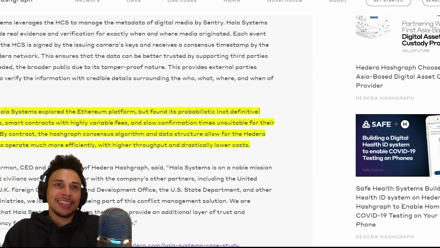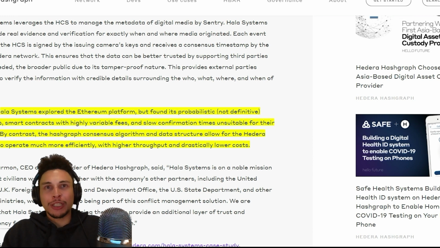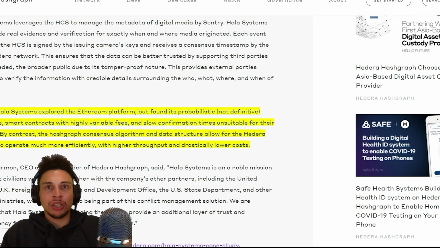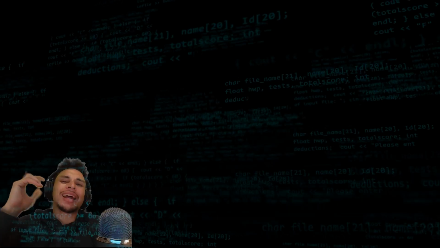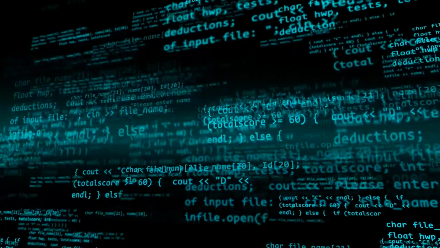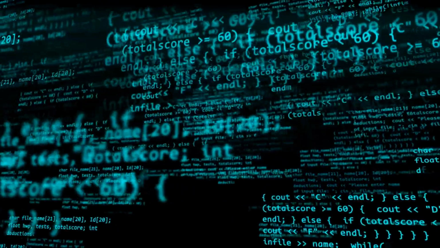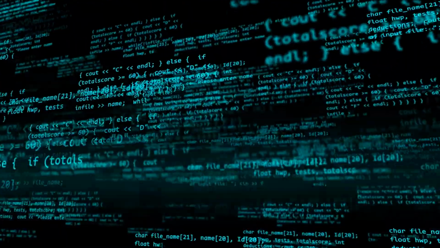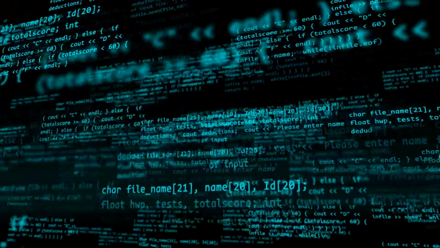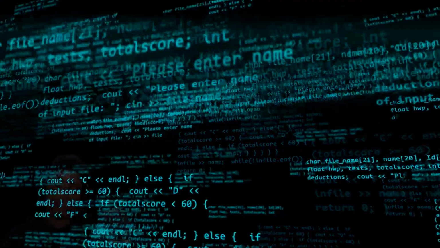This is interesting stuff. Hala Systems explored the Ethereum platform, but found its probabilistic, not definitive, consensus smart contracts with highly variable fees and slow confirmation times unsuitable for their use case. Whoa. The Hashgraph consensus algorithm and data structure allow the Hedera Network to operate much more efficiently and at drastically lower cost. What have I told you guys, man? Ethereum keeps messing around. 3 to 4 years later, on Ethereum 2.0, I used to back Ethereum, but now I'm getting pissed because they make me pay like $30 per transaction for some stupid crap. Looks like I'm not the only person thinking this way, and Ethereum's inability to rectify its congestion issue is actually losing its adoption and traction in the marketplace.